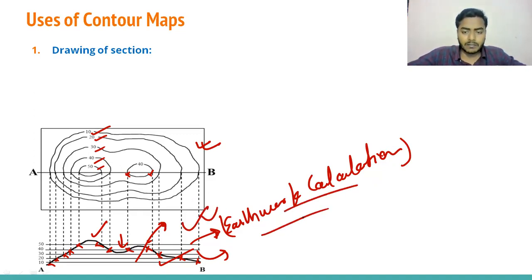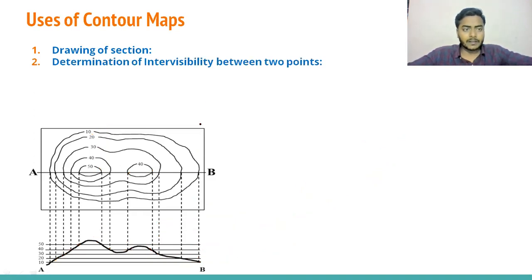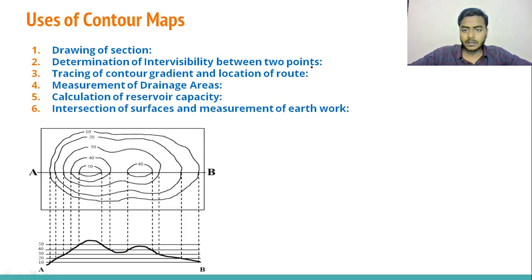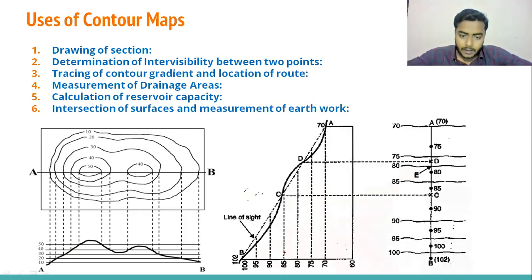Earthwork calculation in railway, canal, road, airport, wherever you are going to do earthwork calculation, like cutting and all those things. The second use is determination of intervisibility between points A and B, which you can understand in this figure.